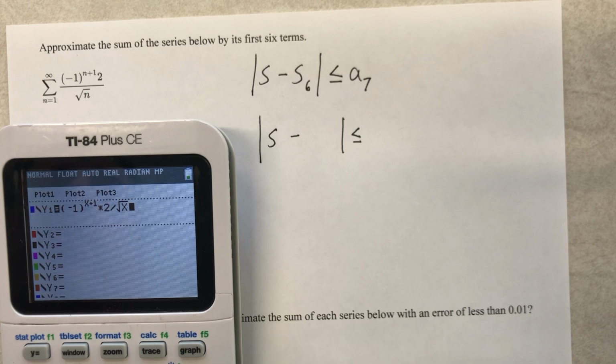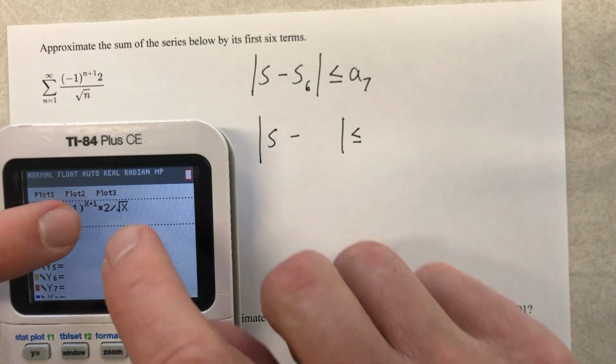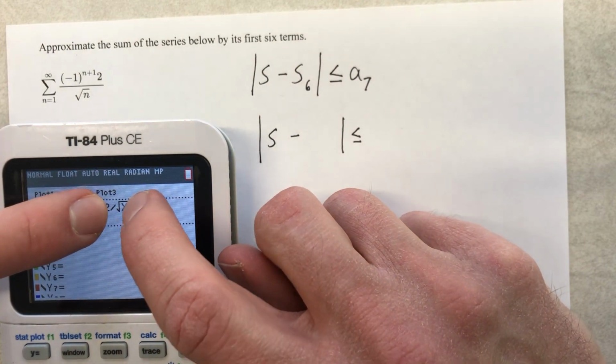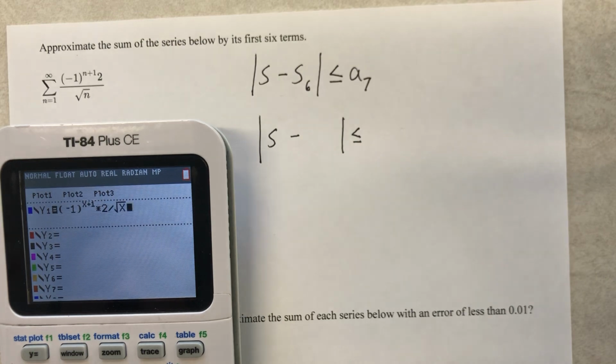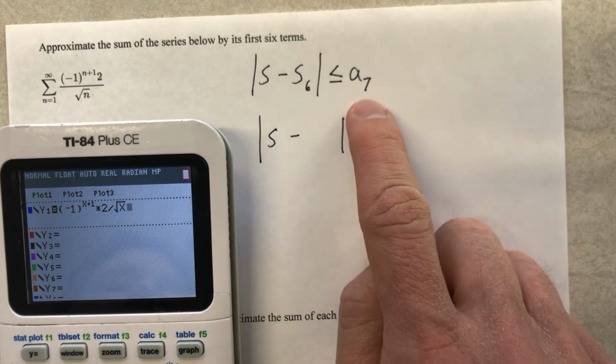We don't have a binomial or anything like that, or an extra term in the denominator. Off topic very quickly, if I had 2 square root of n, I would need to put in the parentheses 2 square root of x, because I'm dividing. Okay, anyway, I want to add together the first 6 terms, and I also need to find the 7th term.